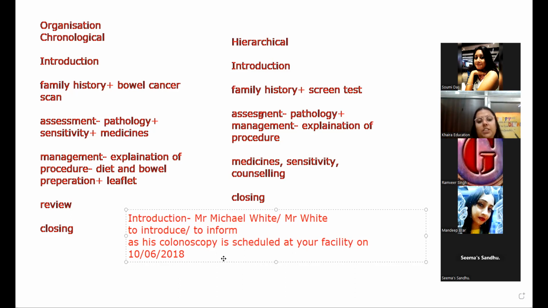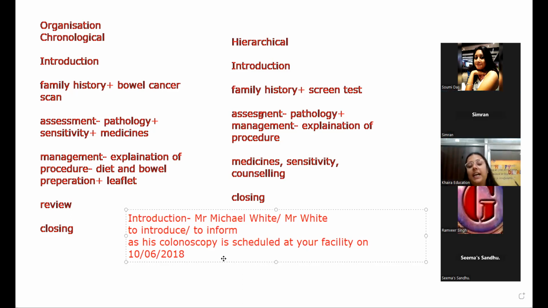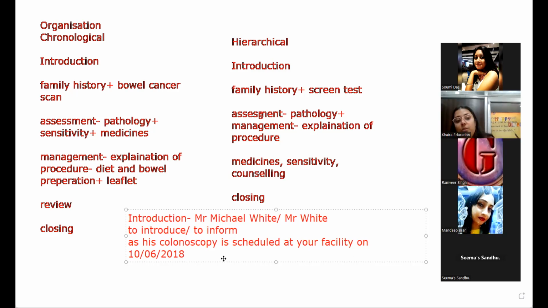But you are giving this information because his colonoscopy is scheduled at this facility. Is it important for the purpose, or is it important for the recipient to know in the first paragraph why the colonoscopy is scheduled? The answer is no, it's not. The purpose without the information about the scan result and the history is also fine. It is well established. The recipient will have enough clarity about what's the purpose and why is the recipient receiving that letter. So the establishment is okay.